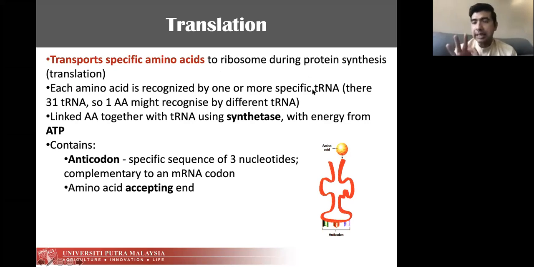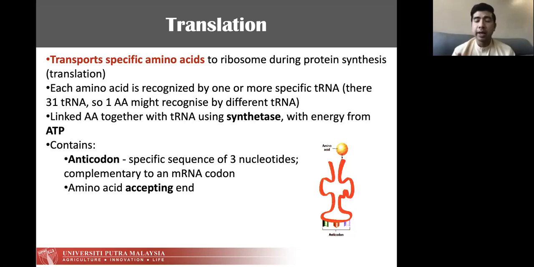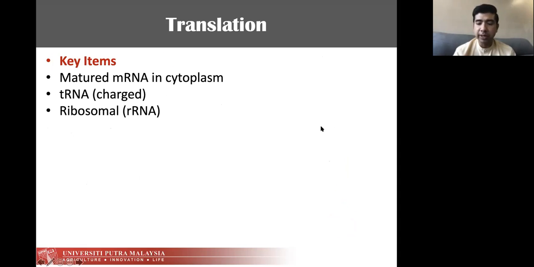We have about 31 tRNAs. So how many amino acids do we have? 20, right? So we have 20 amino acids, but we have 31 types of tRNA, meaning that one amino acid might be carried by more than one tRNA, except for methionine and tryptophan. Okay, so the amino acid is linked together with tRNA using synthetase, with energy from ATP.